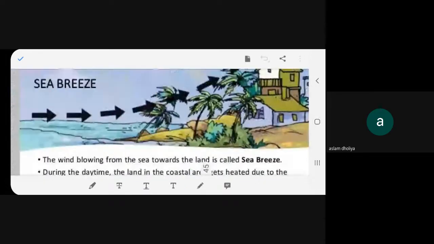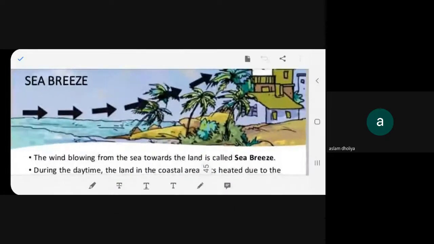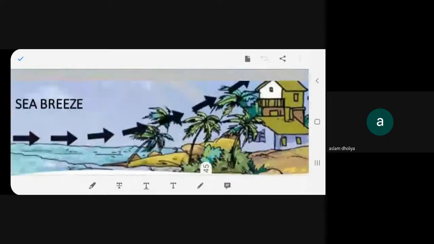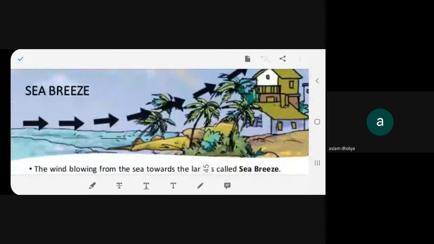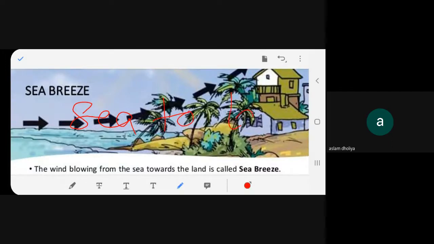Another way of showing you sea breeze. Just see, have a look at the picture. You can see the arrow. From sea, it is coming to land. So what I will write? Sea to land. Right, beta?